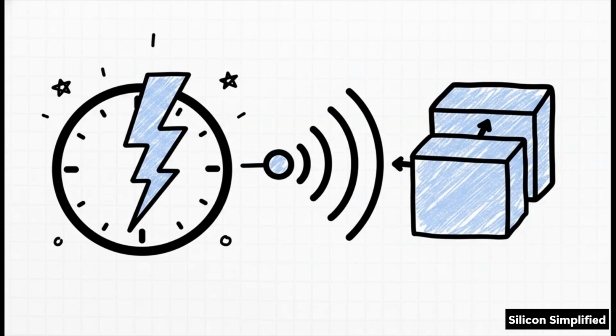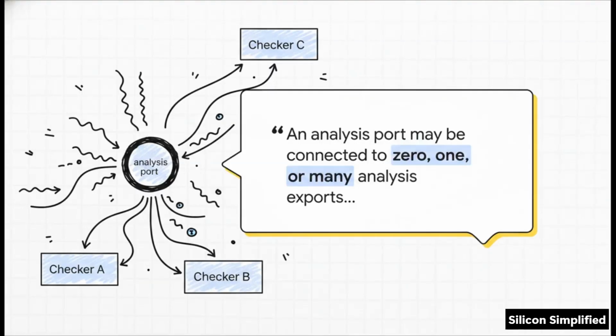The broadcaster's execution thread is never blocked, which means your bus monitor never misses a single beat on the physical interface. This quote from the documentation perfectly summarizes why this methodology is so incredibly powerful. It says, an analysis port may be connected to 0, 1, or many analysis exports, but the operation of the component that writes to the analysis port does not depend on the number of exports connected. That is the ultimate form of plug-and-play modularity. You can add or remove checkers without ever touching your monitor code.